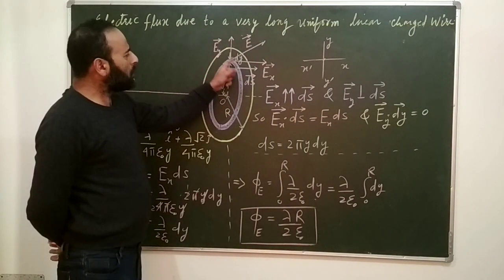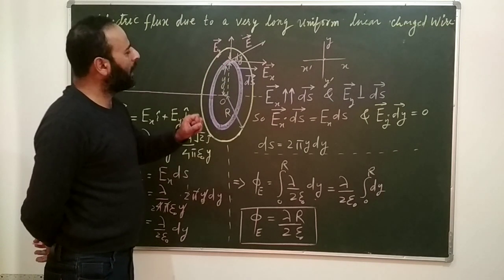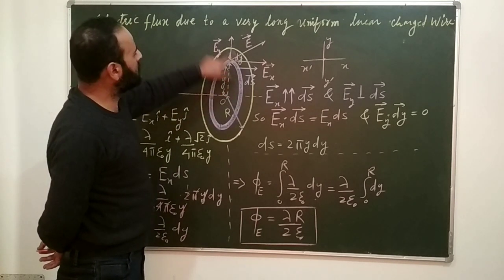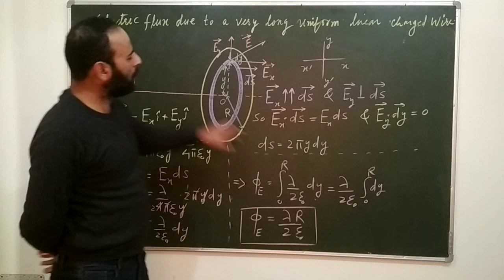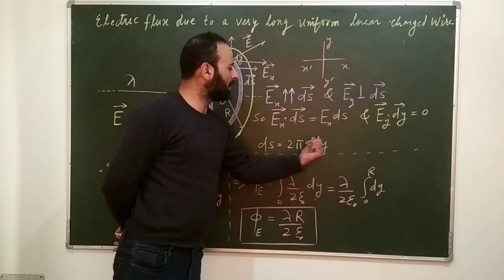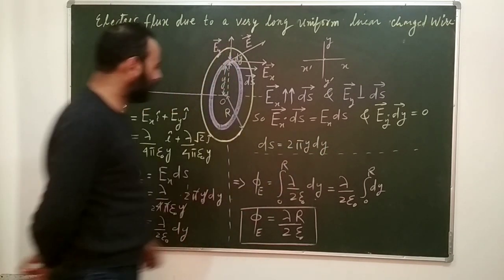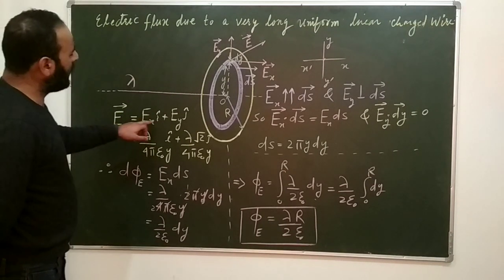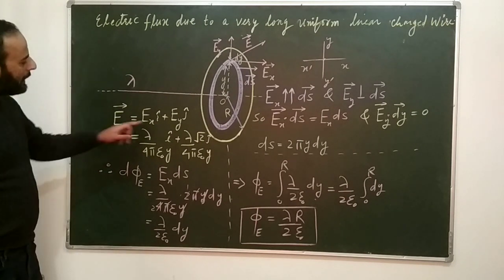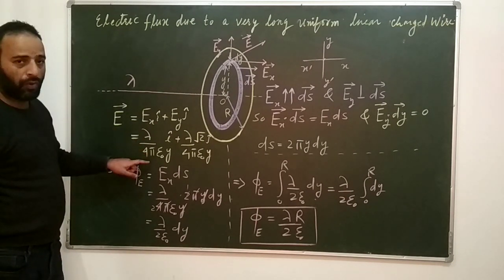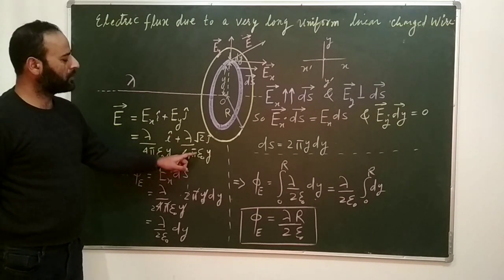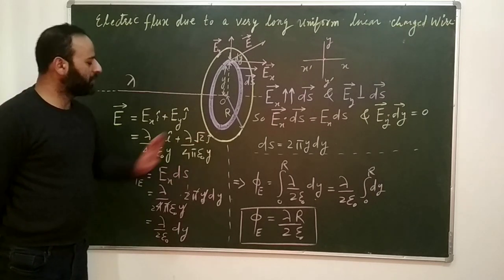Now, first of all, let's calculate the area of the ring element. Since the thickness of the ring element is dy and its radius is y, ds is equal to 2 pi y, that is the circumference, times the thickness, so it is 2 pi y dy, right? Now, E is equal to Ex i cap plus Ey j cap in terms of rectangular components, where Ex is given by lambda divided by 4 pi epsilon naught y, so it is i cap, plus lambda divided by 4 pi epsilon naught y, then root 2 j cap.